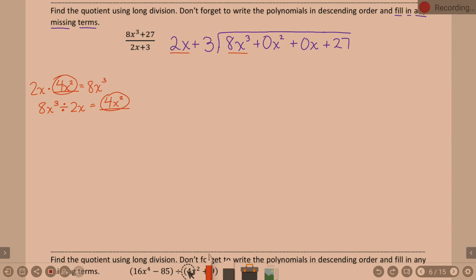Now, where does 4x squared go? Above its like term, the 0x squared, since I'm dividing by 2 terms, it's 2 terms in. What do you do with that 4x squared now? You're going to multiply it. 4x squared times 2x is 8x to the third. 4x squared times 3 is 12x squared.